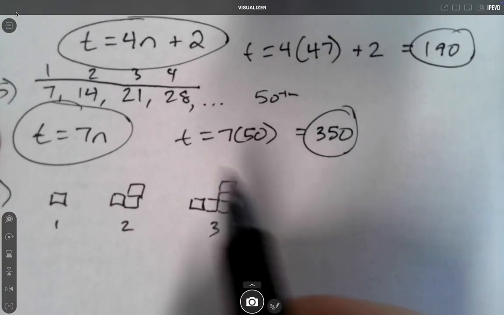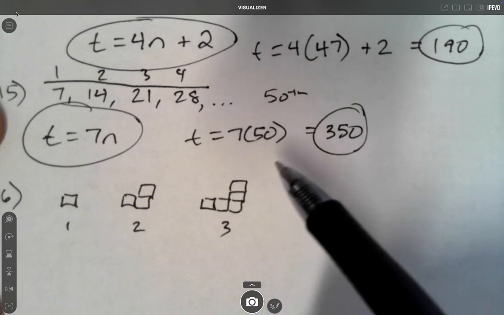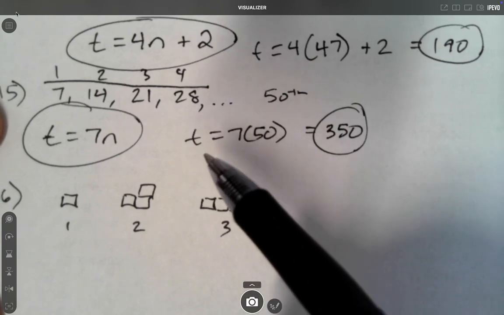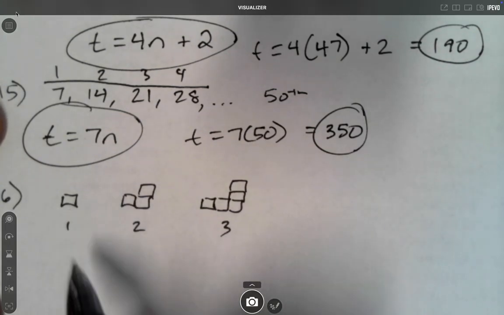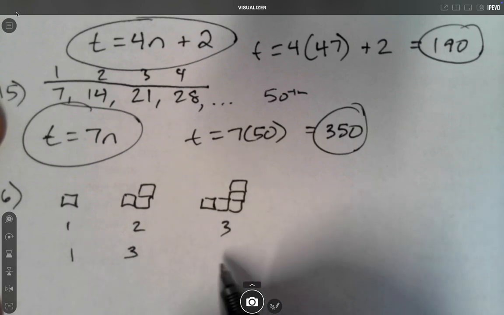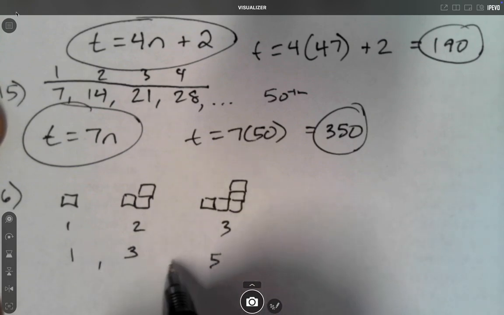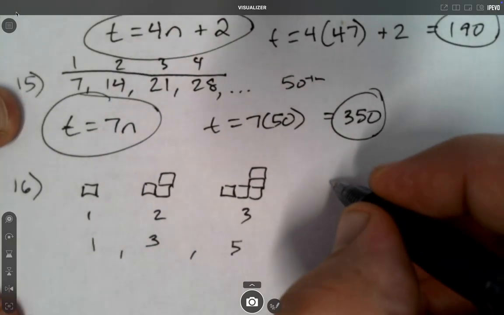So this is similar to what we did up here, but we'll actually be working backwards. Instead of plugging something in for n, we'll be plugging something in for t and solving for n. So first we got to figure out the pattern. Well, this one has 1 square. This one has 3 squares. This one has 5 squares. So 1, 3, and 5. So the common difference is 2.